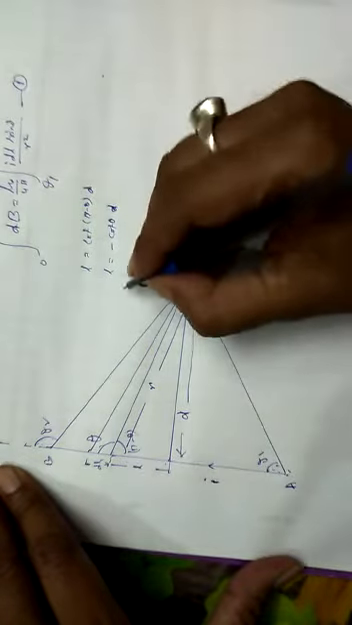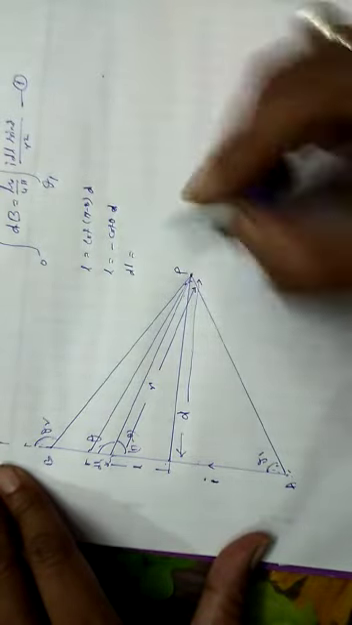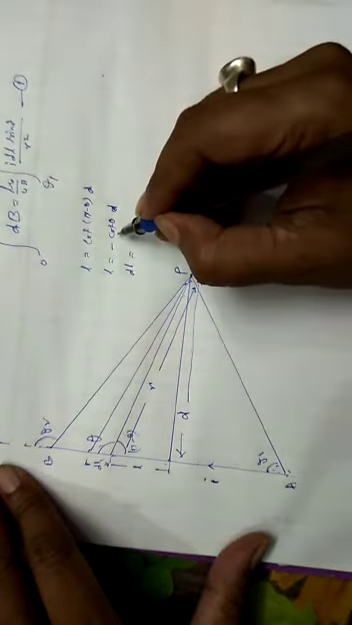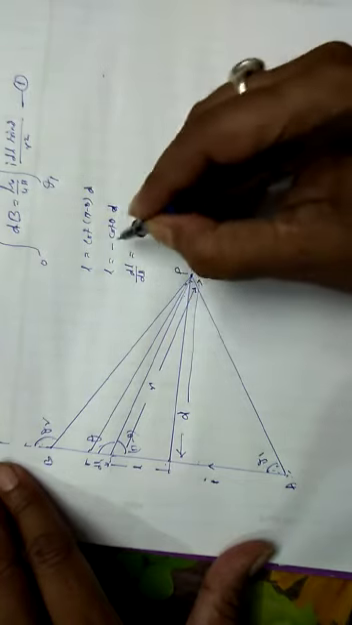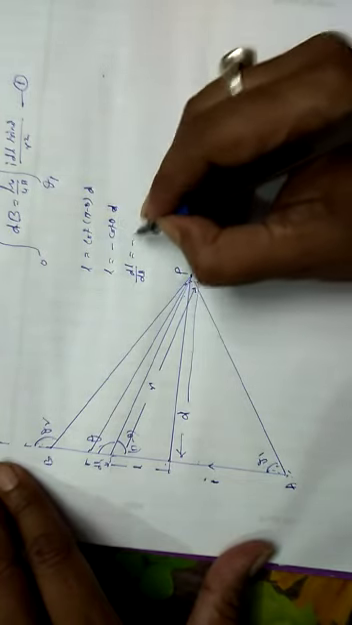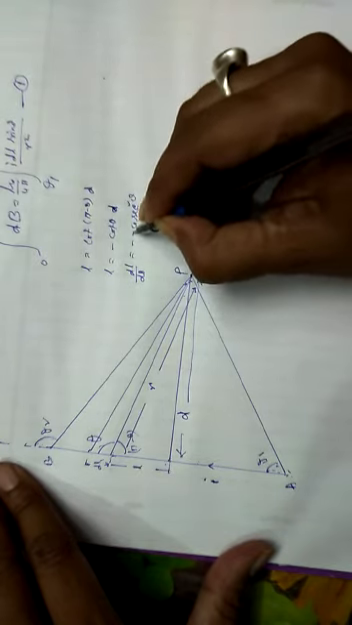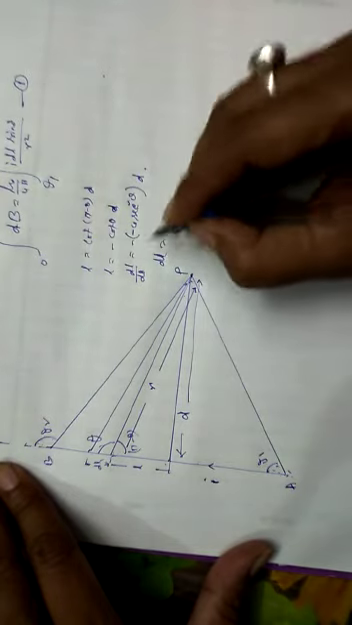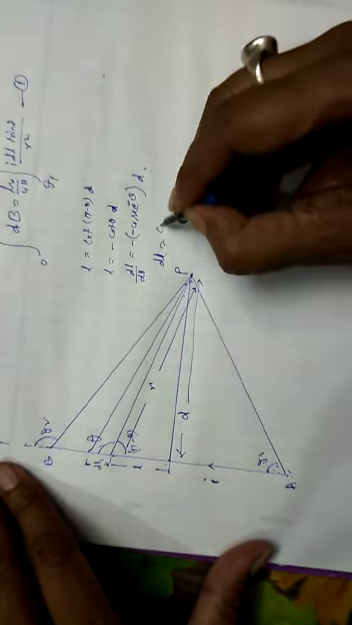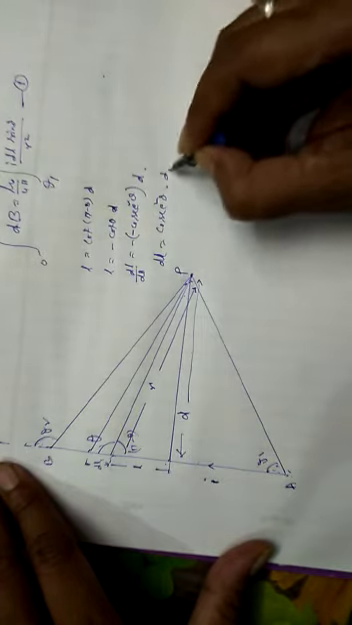Now if we differentiate both sides, dL by d theta, the derivative of cot theta is minus cosec square theta. So minus of minus cosec square theta into d. So dL is equal to minus minus plus, so it is cosec square theta into d d theta.